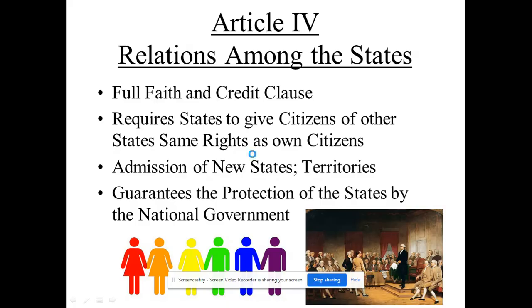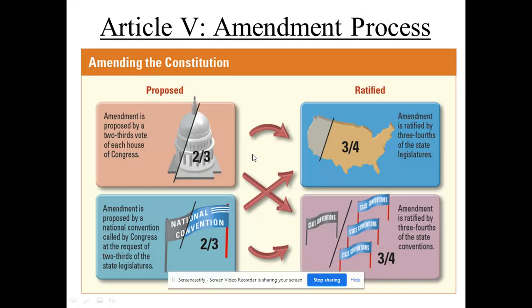Article 5 is the amendment process. So remember, the Constitution was written in 1787, and at that point in time, there were less than 4 million people. It was 13 agricultural states, and it was all along the Atlantic coast. Today, we look very, very different. Over 330 million people, all sorts of different geographies and climates, different resources, different economies, and the Constitution still works today in a very different society.